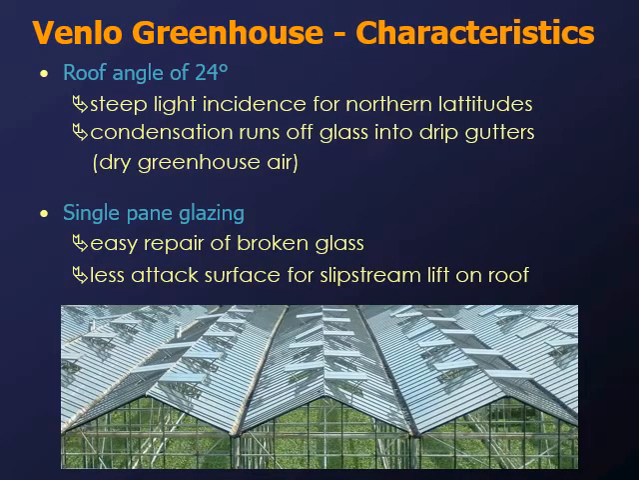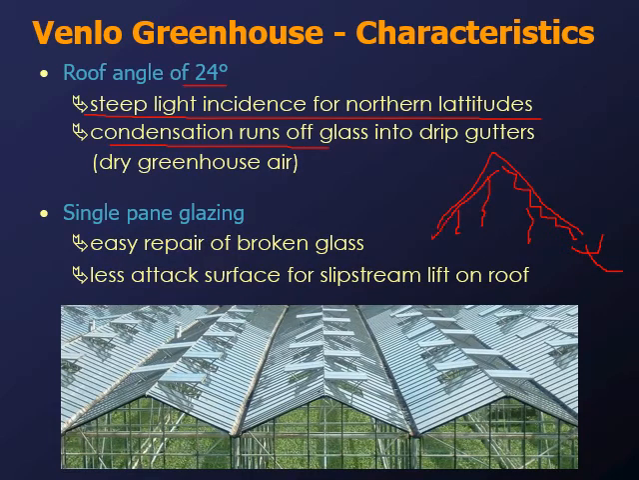With a Venlo greenhouse, the angle of the roof plays a big role in terms of how much light gets in. Because of the steep light incidence of northern latitudes, like in Canada, across both hemispheres as you move away from the equator, that's really helpful for getting light to penetrate into the greenhouse, reduces reflection on the outside. And because it's a steep angle, condensation that does form will run. So if this is my roof, condensation runs down the glass into the gutter where there's a catch, and then the water runs away. So instead of dripping on your crop, it runs off to the sides.